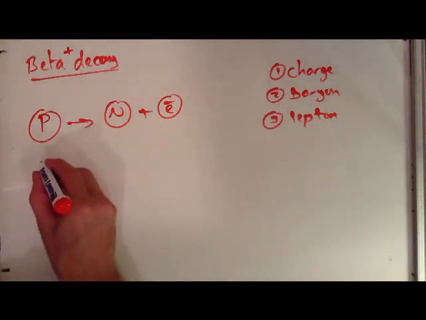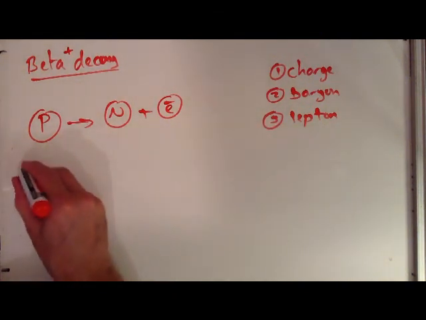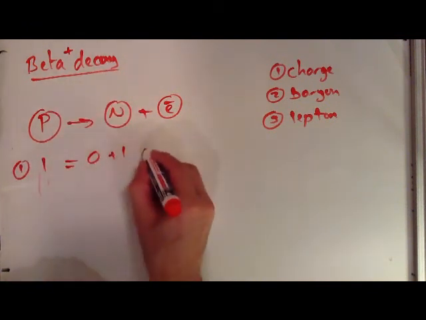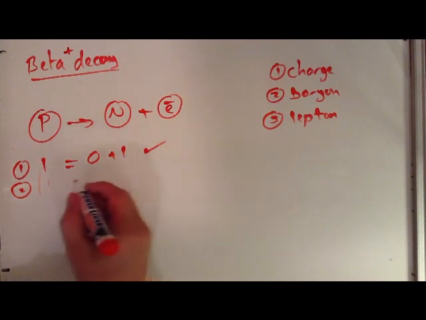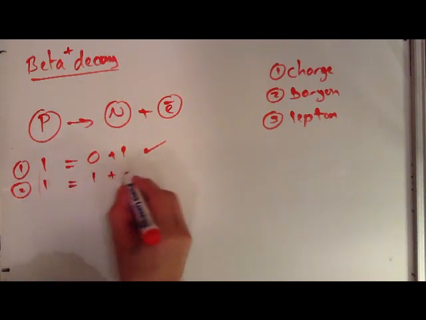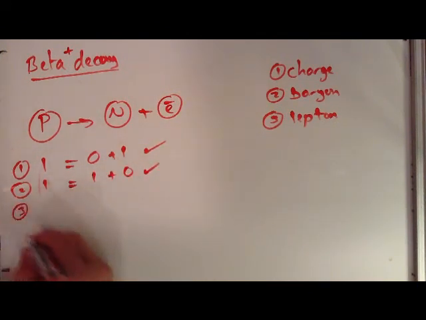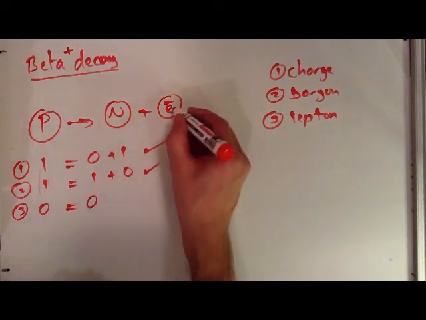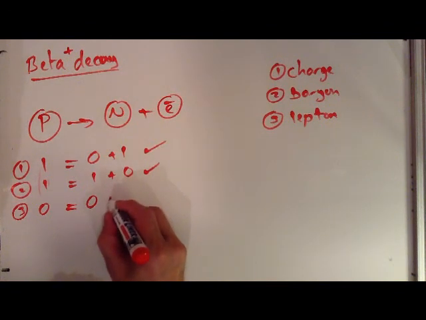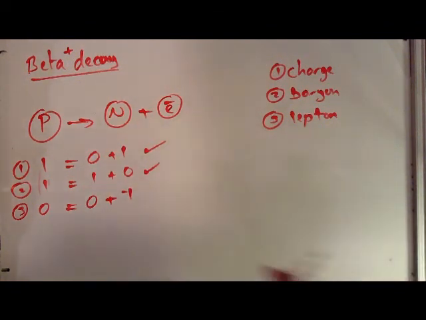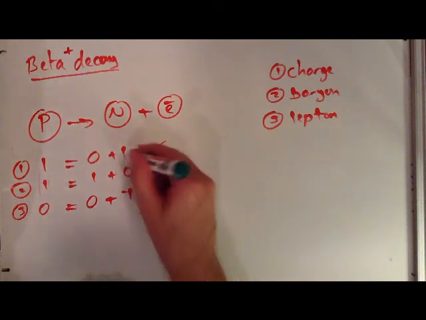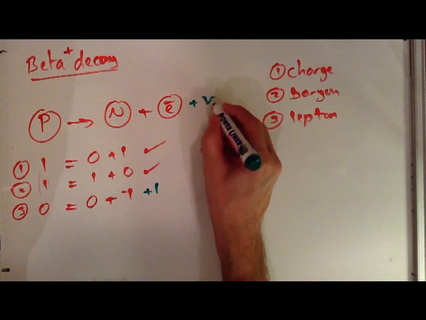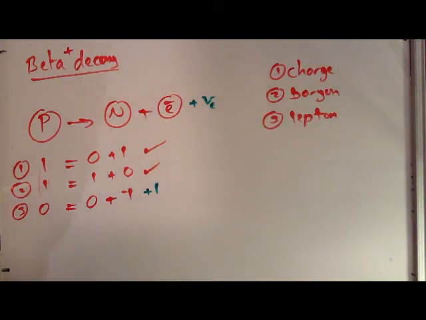Well, what do I know? Charge, I know charge is going to be fine. So the first one I get 1 equals 0 plus 1, tick. 2, the baryon number, 1 equals 1 plus 0, tick. Lepton number, surprise, surprise, but it caught us out last time, so probably do it again. 0 plus 0, an anti-electron, therefore minus 1. Well, I know what must be missing then is a plus 1. It has no charge. It must be a neutrino, most likely, an electron neutrino.